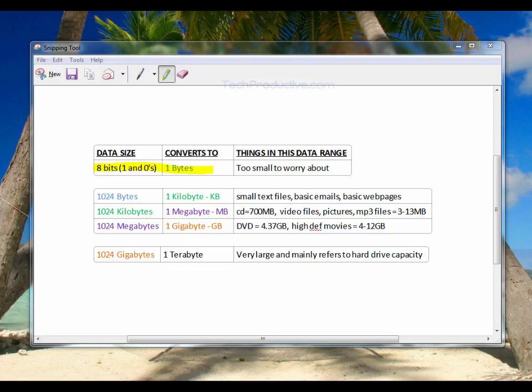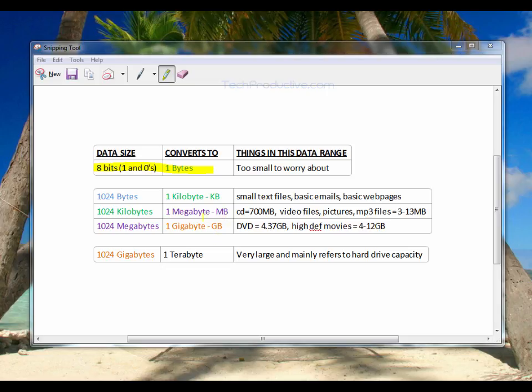Once we get 1,000 kilobytes, we then move into megabytes, and megabytes is where the bulk of your data sizes are going to be. So for example, a CD is 700 megabytes, most video files and pictures are in the megabyte range, and MP3 files are also somewhere around the 3 to 13 megabyte range. You can see they're all capital B's, which means they're megabytes. If it was a small b, it would be megabits. The same goes for kilobytes and gigabytes as well.